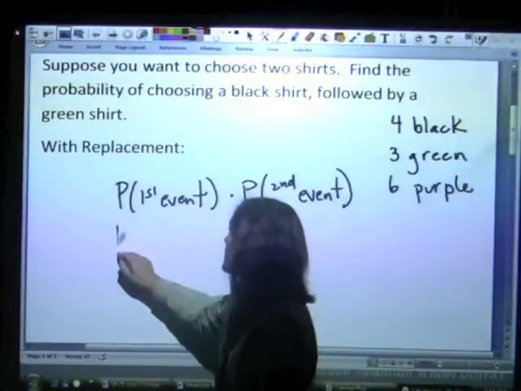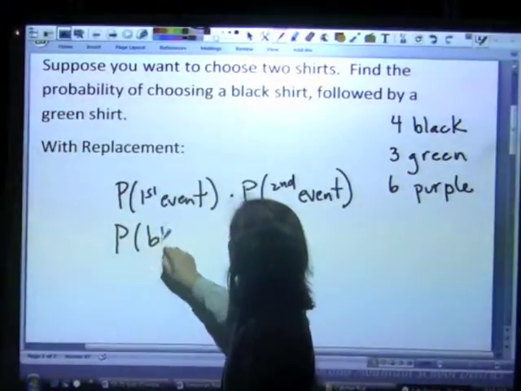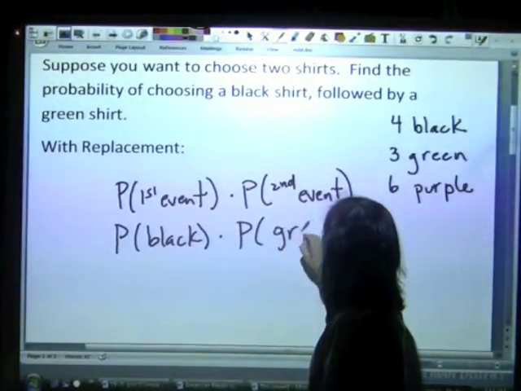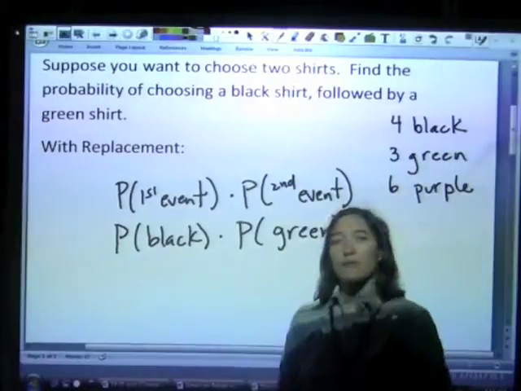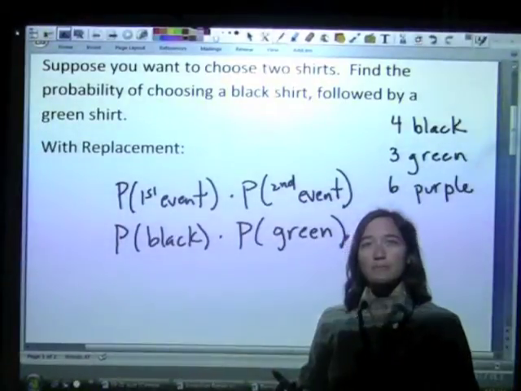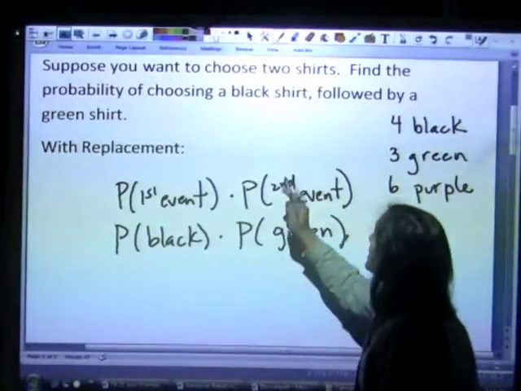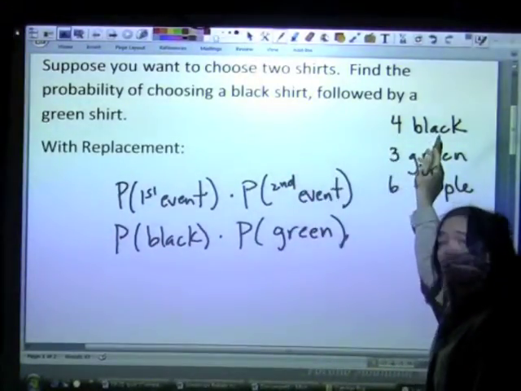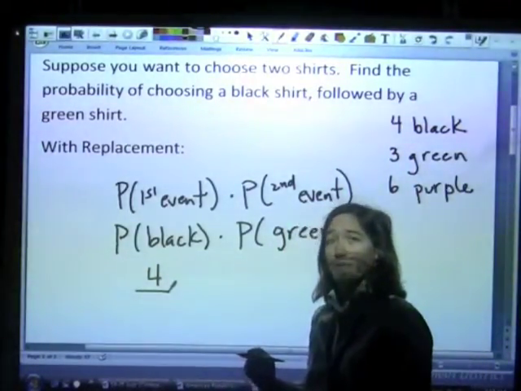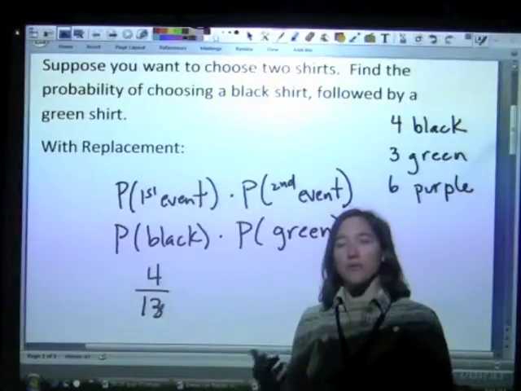For this problem, the probability of the first event would be choosing a black shirt, and the second event would be choosing a green shirt. The probability of the black shirt we'll find just in the way we found the probability of the purple in the first part of the problem: the number of favorable outcomes divided by the number of total outcomes. We have 4 black shirts in our drawer, so the number of favorable outcomes is 4, and remember the total number of shirts was 13. So the probability of choosing the black shirt is 4 out of 13.